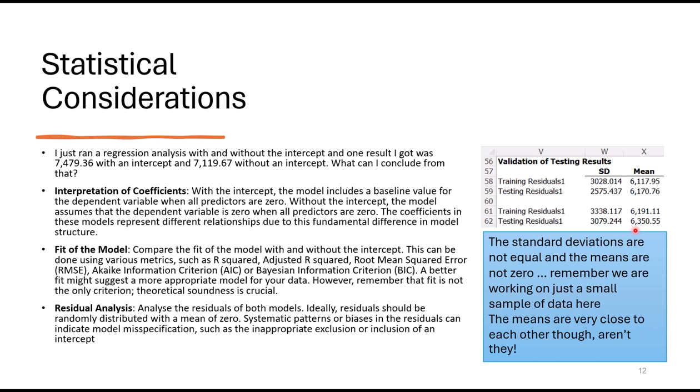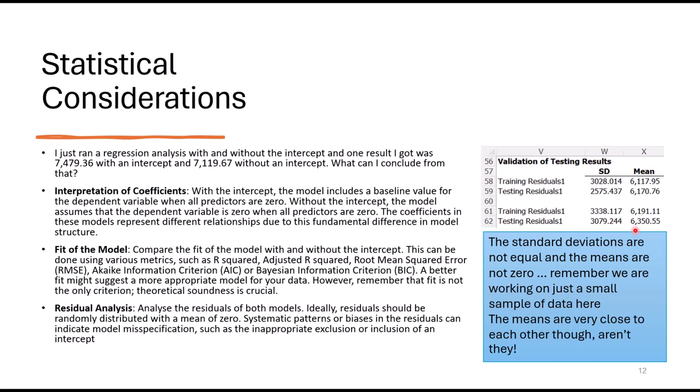Compare the fit of the model with and without the intercept. This can be done using various metrics such as R-squared, adjusted R-squared, the root mean squared error, Akaike information criterion AIC, or Bayesian information criterion BIC. A better fit might suggest a more appropriate model for your data. However, remember that fit isn't the only criterion. Theoretical soundness is crucial. By the way, I don't include any of these in this video.